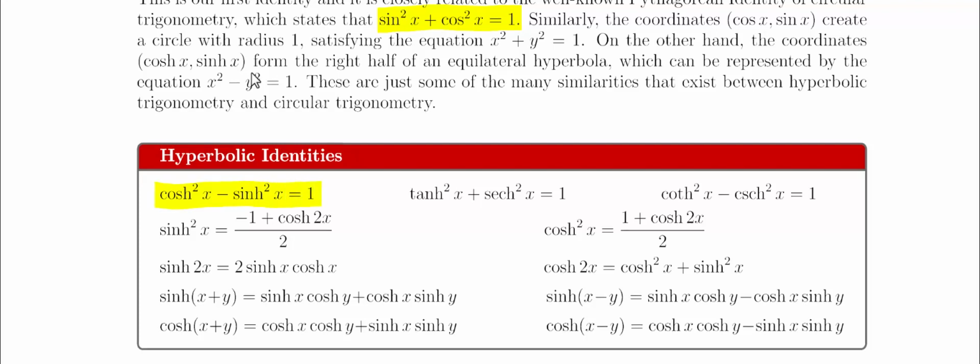All the other ones here, well, maybe this one, which again is very similar to the Pythagorean identities, but the other ones here could easily be derived from the main one: the cosh squared of x minus sinh squared of x is equal to 1. The other ones here, if you were to need to use them on an exam, things like that, I will be providing them for you.